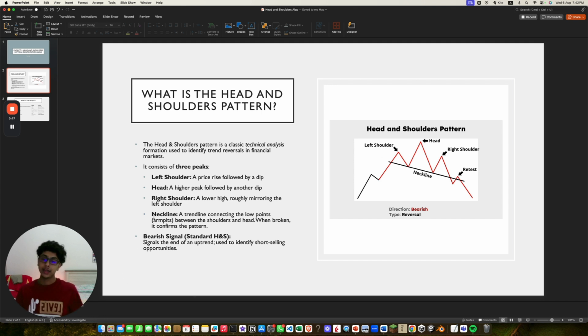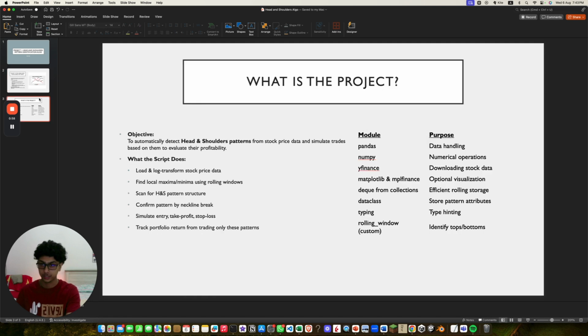The head is between the left and the right shoulder and is always higher than the two. This pattern is a bearish signal since it signals the end of an uptrend and is used to identify short selling opportunities. Now, what have I done here with this project?